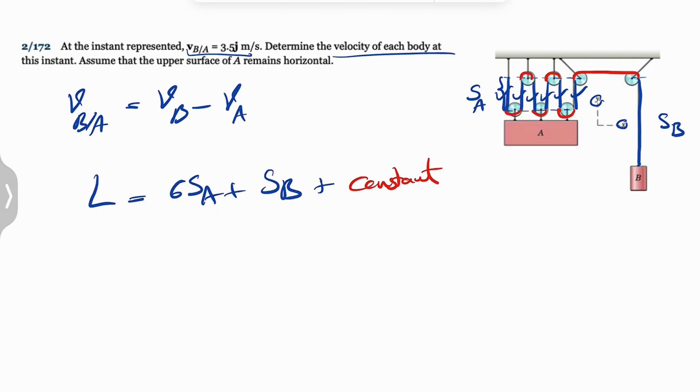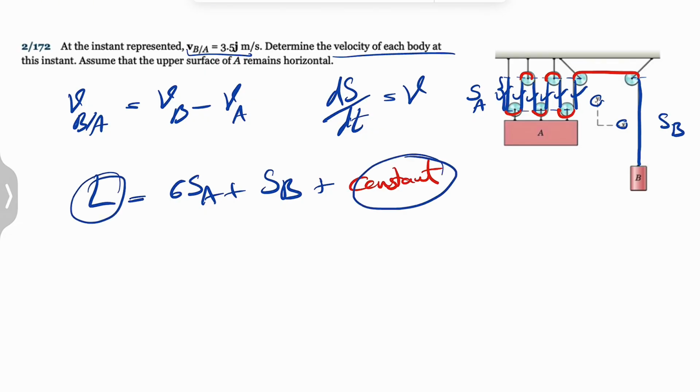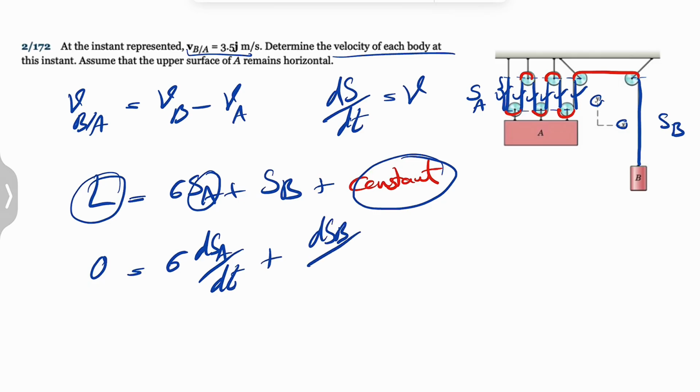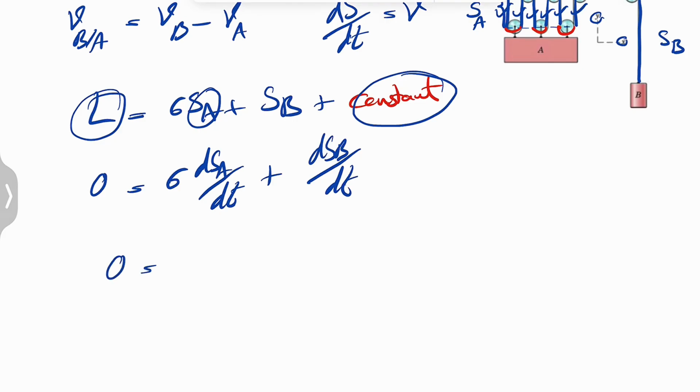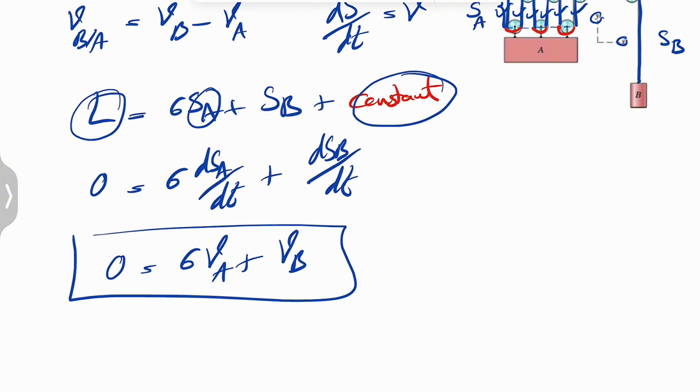We know the derivative of this displacement, S over t, is going to give us the velocity, and that's what we are interested in. The constant's derivative with respect to time is going to be 0. So we have 6 dSA/dt, which is the velocity of A, and a similar story for B. So basically we have 0 is equal to 6 VA plus VB. We have two unknowns in here.